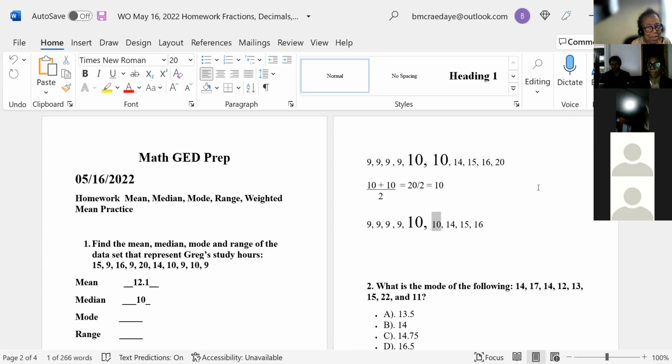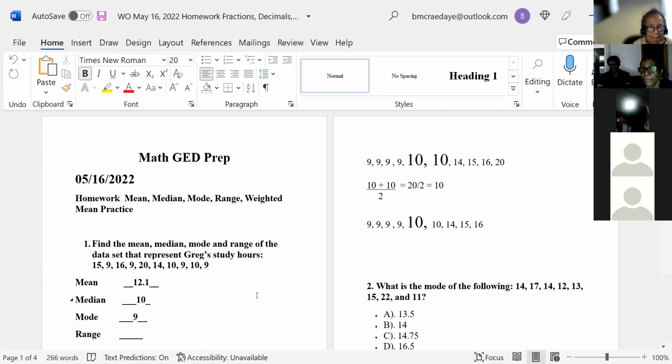Not the lowest. You got it right, it's 9, but why 9, Michelle? Because it is the lowest number. No, the mode doesn't have to be the lowest. It's the number that appears more than any of the other numbers. Yes, because you have 1, 2, 3, 4 9s.